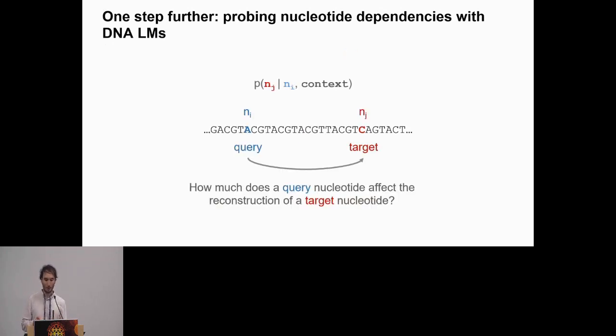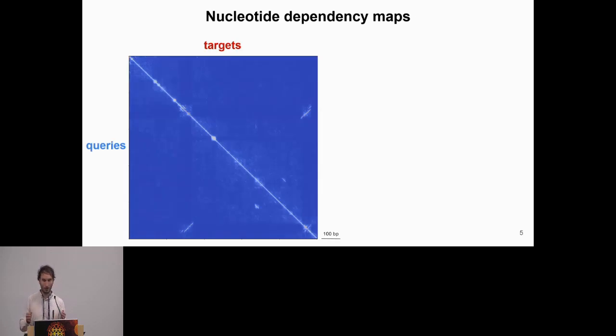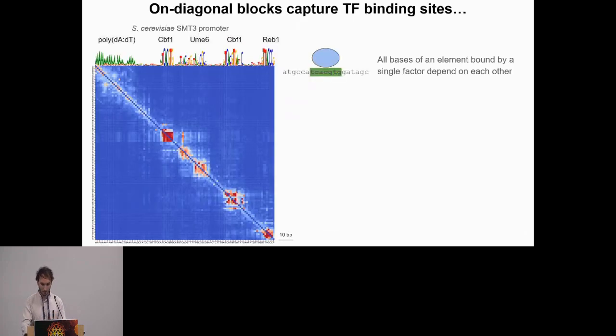But we go one step further and we ask, given a query nucleotide, how can it maximally affect the reconstruction of a target nucleotide? And we derive a value which we term nucleotide dependency, which we then compute for each pair of query target nucleotides in a sequence. And then we plot it in the form of a map where each row is a query nucleotide and each column is a target nucleotide. And we find different patterns across several different genomes. So here is an example of a pattern that we find.